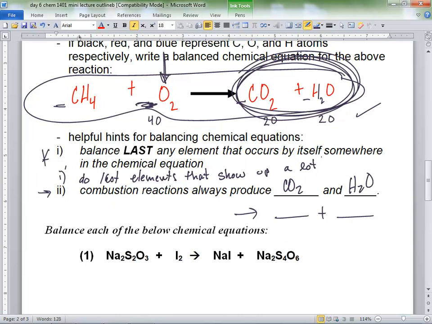So let's try one of these. Try a couple. I'll just try one of these, and then we'll go to the boards and see if we can knock these out. Frankie, I want to do number 1. I want to balance it. And which element should I do last? Don't touch it to the end.